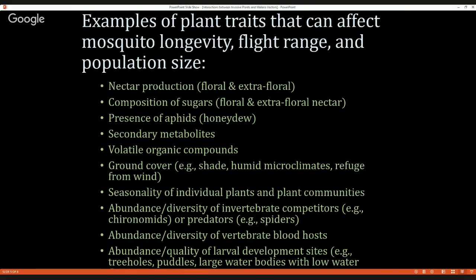And then we could think about the effects that plants might have on animal communities, other invertebrates, the diversity of plants, vertebrate hosts, so blood hosts. Just think about the abundance and the diversity of all those and how those might interact with mosquitoes.